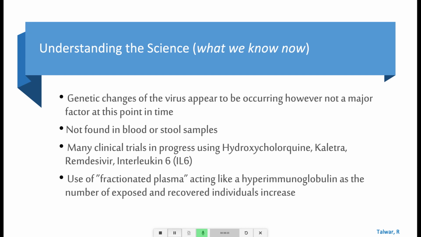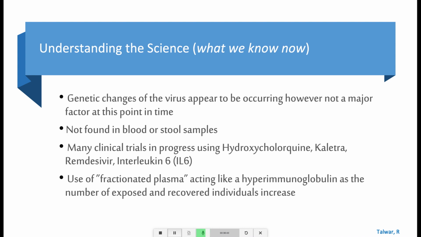Genetic changes of the virus appear to be occurring. However, scientists are saying that it's not a major factor at this point in time. The virus has not been found in blood and stool samples. I'm sure it will be at some point, depending on how many people get infected and how many samples they do.